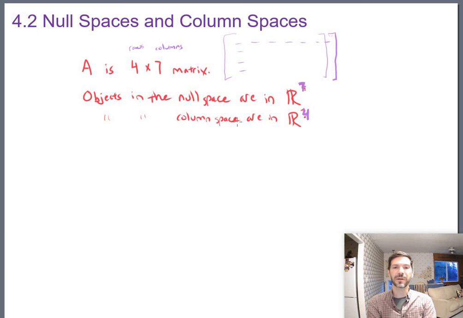So objects in the null space and objects in the column space don't even live in the same universes, unless the matrix is square, in which case they both live in R4 or R6 or whatever the size of the square is. Also means in general, null space and column space don't share any vectors because they live in different universes. If it is a square matrix, they definitely share the 0 vector at that point, the 0 vector of the same size. Might even share a couple other vectors. Possible, but not guaranteed. So in the next video, we'll take a look at a couple examples.